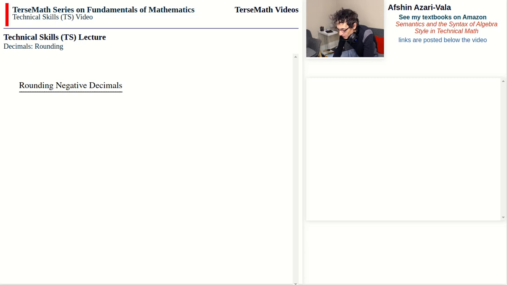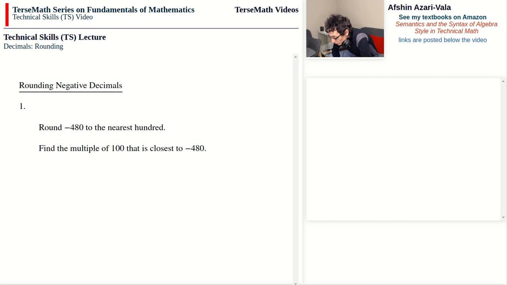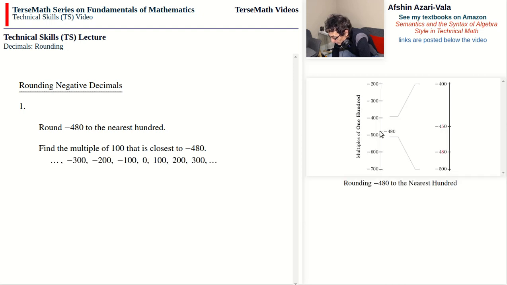Now, in case you want to round negative decimals, such as the problem: round negative 480 to the nearest 100. It means the same thing. We need to find the multiple of 100 that is closest to negative 480. And these are multiples of 100. Now in the case of negative 480, we are here.